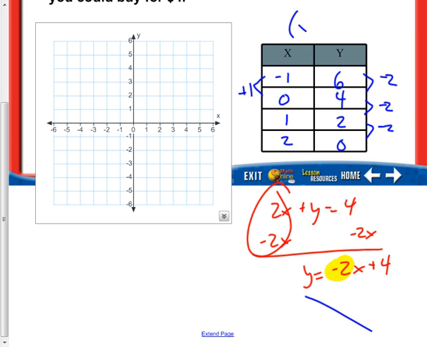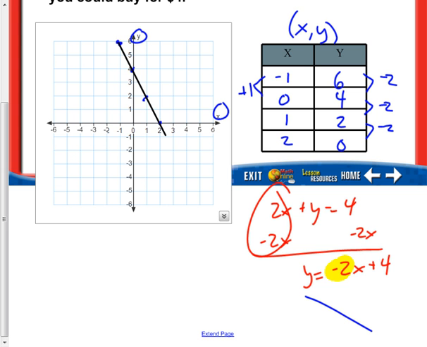Now we need to go ahead and graph x comma y. Again, x is across, y is to the sky. So let's go negative 1, 6. It's negative 1 x, 6 y. We're going to be right in there. 0, 4 is going to be right in there. 1, 2 is right here. And 2, 0 is going to be right there. So I'm going to go ahead and grab my line tool and we'll draw this line in. So we have our graph.